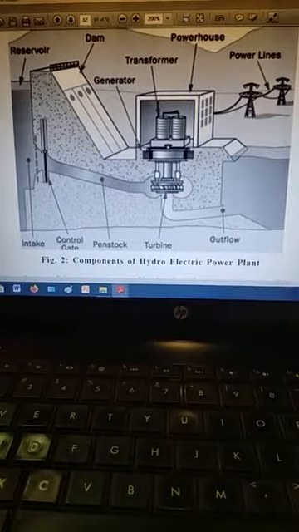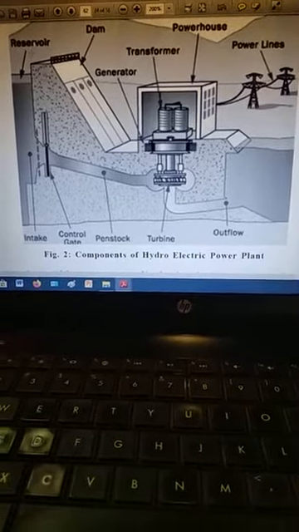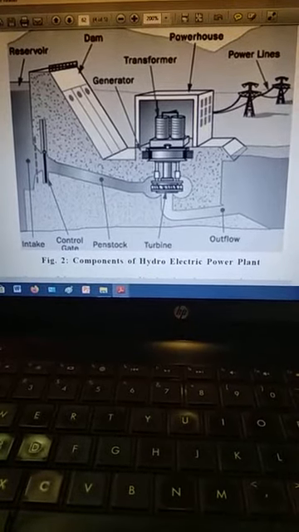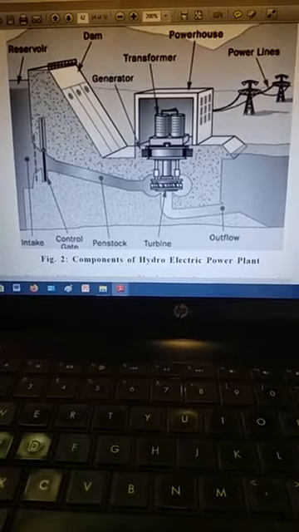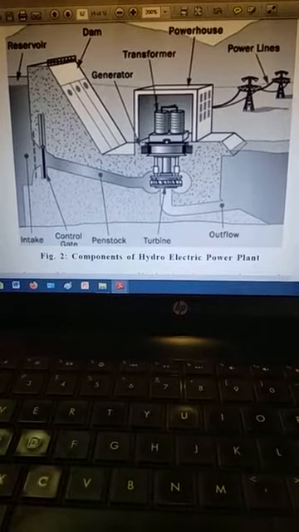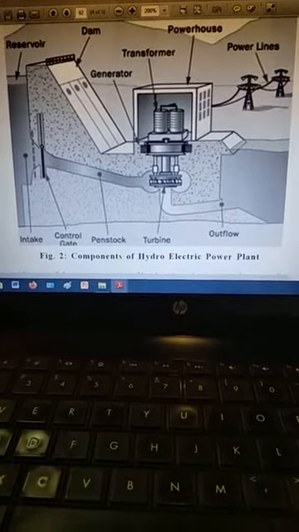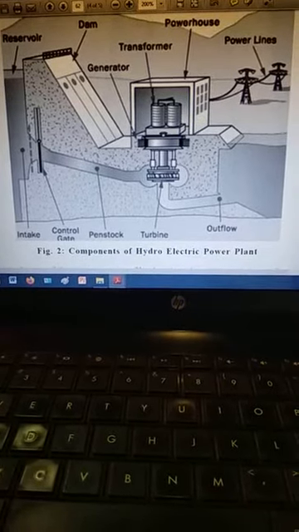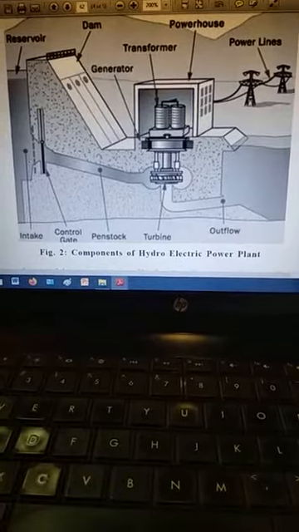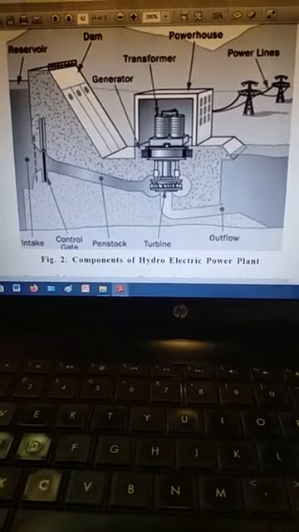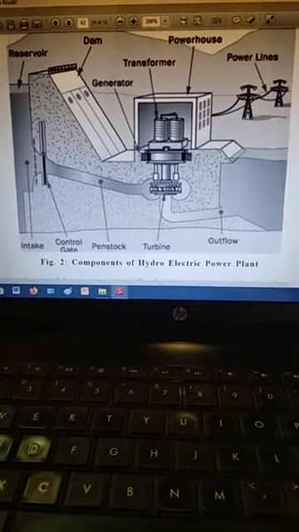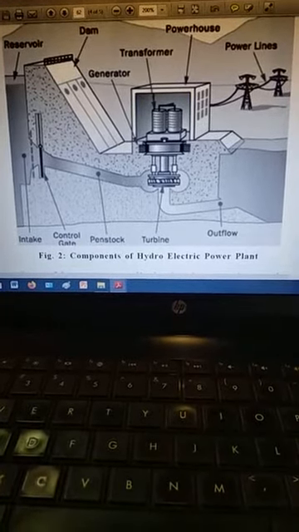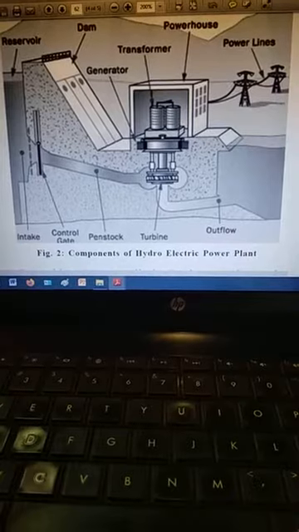Here you can see that first there is a water reservoir, and then a dam. Then pipes, that is penstocks, are connected with the dam, and there is also a control gate. This controls the flow of water, or an intake valve controls the water supply. There are also nozzles present, but they are not shown here.